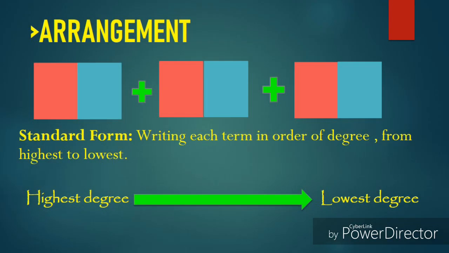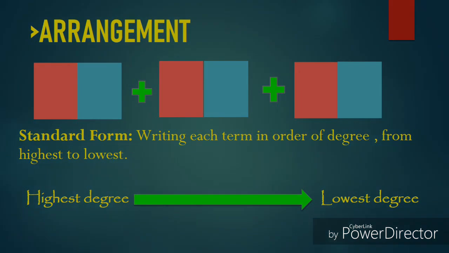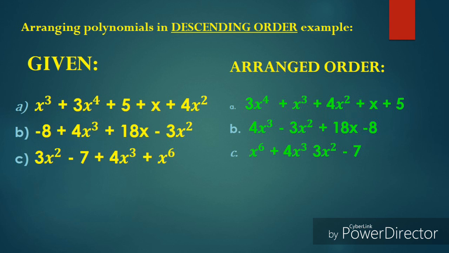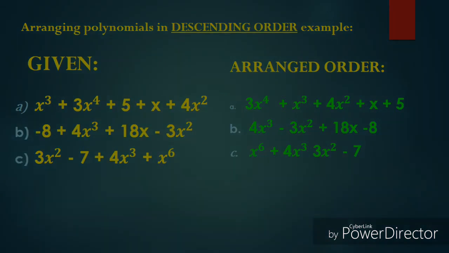At isa pang rason kung bakit kailangan natin ng degree of terms is that it helps us decide the arrangement of the polynomials. Inaayos natin yung mga terms sa polynomial from highest to lowest degree, at tinatawag natin itong standard form or pwede ring descending order. And these are all examples of polynomials. Kung makikita nyo sa right side, inaayos natin sila from highest degree to the lowest degree.